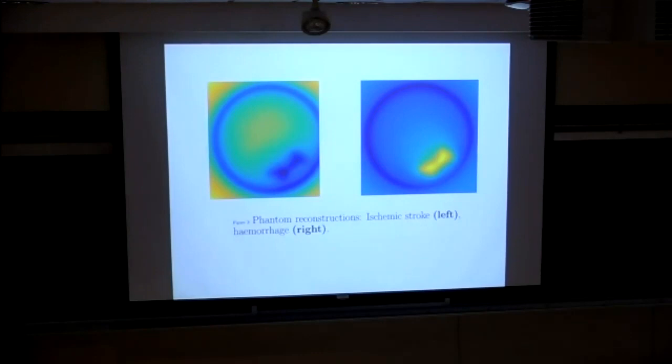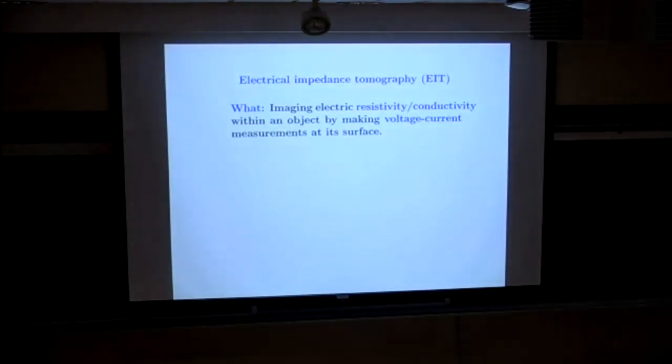And the question is: is it a region of low conductivity, as in the case of a stroke, or is it a region of high conductivity, as in the case of a hemorrhage? Okay, so to put this in context, this is an example of what's called electrical impedance tomography, or EIT. And so what is that?